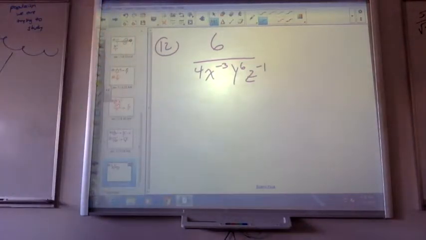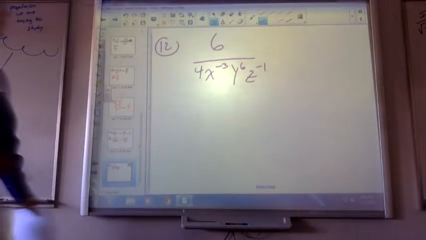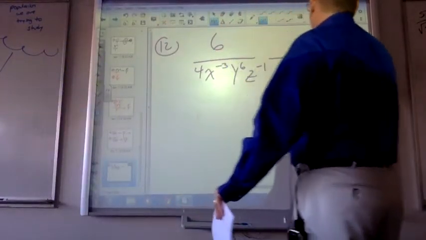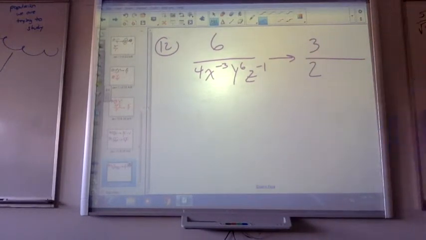Okay, is the 6 happy where it's at? Is the 4 happy where it's at? Why not? Or why? The 4 has a negative exponent? No, the 4 has no exponent at all right now. It's fine. Now, quick question. Can I reduce the 6 and the 4? Yeah, what does 6 over 4 reduce to? 3 over 2. Okay? Now, you told me the 6 was happy. The 6 reduces to 3. The 4 was happy. It reduces to a 2. Okay?